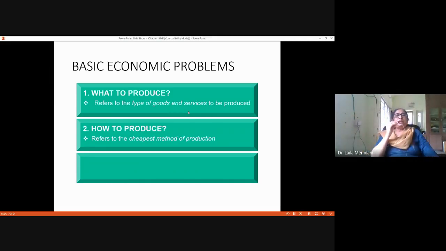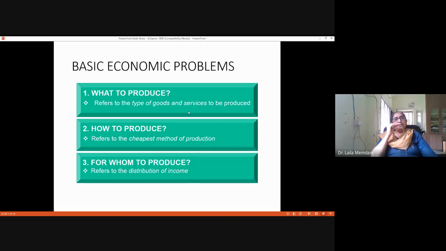Now, every economy has three basic economic problems. The first is what to produce. What are the goods and services to be produced in the economy? Whether to produce more of luxury goods, more of comforts, or more of necessities. The economy has to decide whether to produce more of cars or more of two wheelers, or maybe more of cycles, bicycles. What to produce.